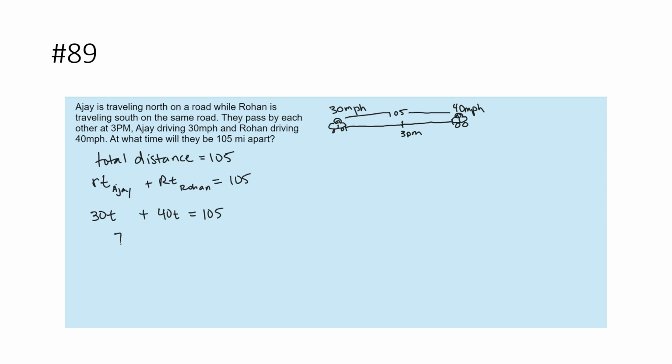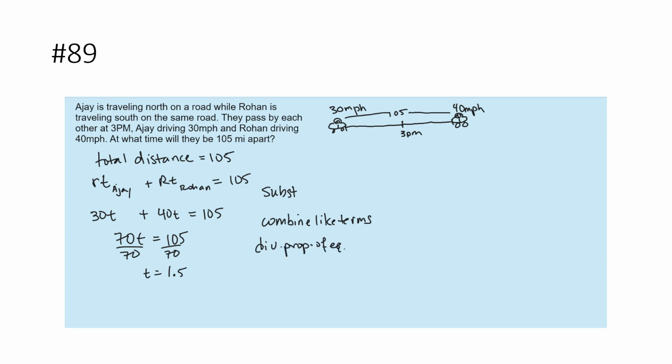Now, if I add these together, I get 70t and 105. This was substitution. Then this was combining like terms. And now I'm going to divide by 70. And I'm going to get 1.5. Now, this was the division property of equality.